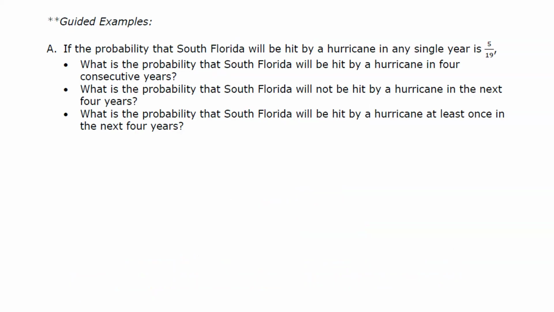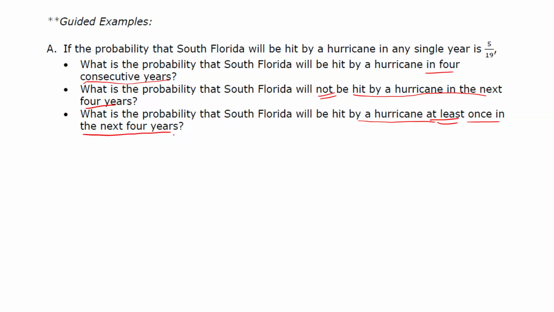All right, let's do an example together. So, if the probability that South Florida will be hit by a hurricane in any single year is 5/19, what is the probability that South Florida will be hit by a hurricane in 4 consecutive years? What's the probability that it will not be hit by a hurricane in the next 4 years? And what is the probability that it will be hit by a hurricane at least once in the next 4 years?